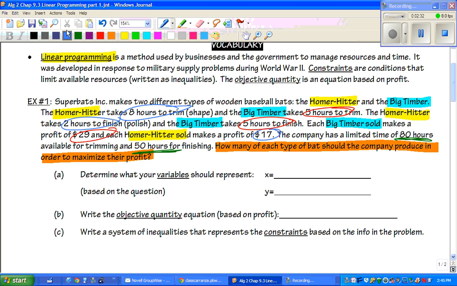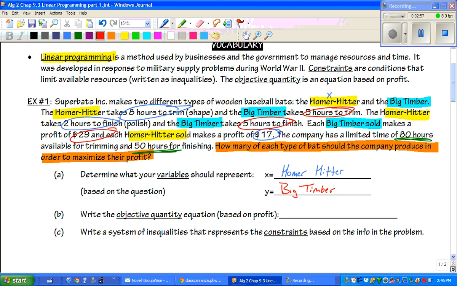So the two types of bats. And the way we always do it, whatever bat comes first, that's going to be what our X is. So X is the homer hitter, and then Y is going to be the big timber. So those are our two types of bats.